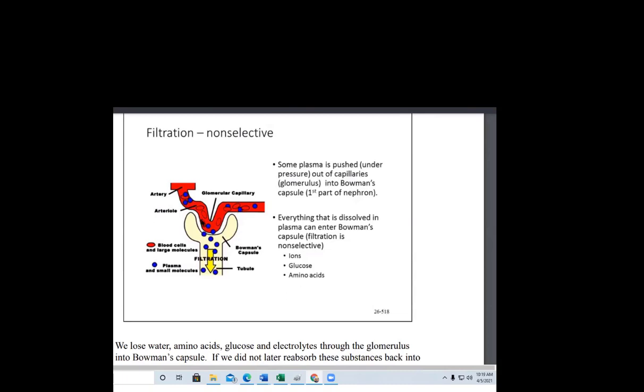But we can see the blue stands for electrolytes and small things that can fit through the tiny holes of the glomerulus, and it enters into Bowman's capsule. So this is plasma, but when it squeezes out of the glomerulus, we call it filtrate now. Once it leaves the bloodstream and enters into this first part of the nephron, we call it filtrate. The red blood cells do not leave the glomerulus. Large proteins don't leave the glomerulus, and white blood cells do not leave the glomerulus.